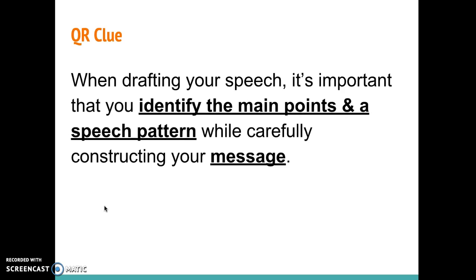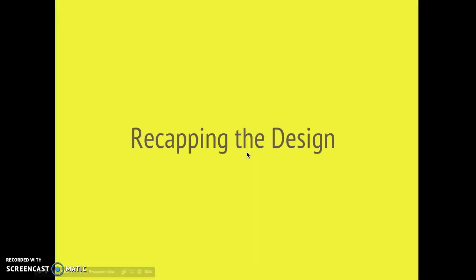When drafting your speech, it's important that you identify the main points in a speech pattern while you carefully construct your message. So this is relevant to the clues or the printouts that are hidden in room 1. If you look at this first bolded and underlined sentence or keywords, you'll see that it pertains to one of the printouts, the organizing your speech printout, and this second bolded word, message, correlates with the communication printout, which was the abstract shapes. And so that combined led to one of the codes for the combination lock.